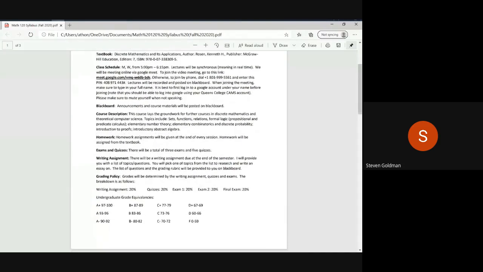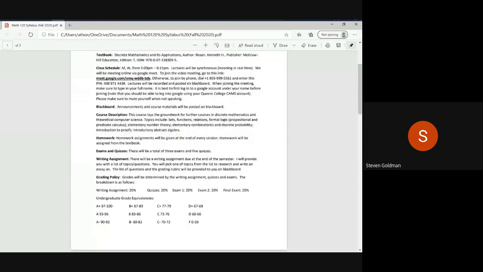Okay. The class schedule, I'm sure you're all aware of. We'll always, as I said, meet at this link on Google Meet. This discrete math course is going to cover a lot of ground. It covers a lot of different subjects, sort of a hodgepodge of different things. We're going to go over throughout the semester logic, sets, functions, number theory, combinatorics, and introduction to proofs.